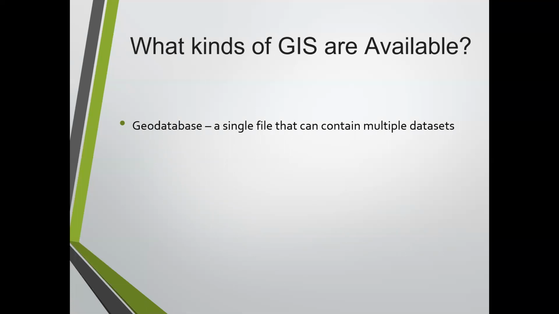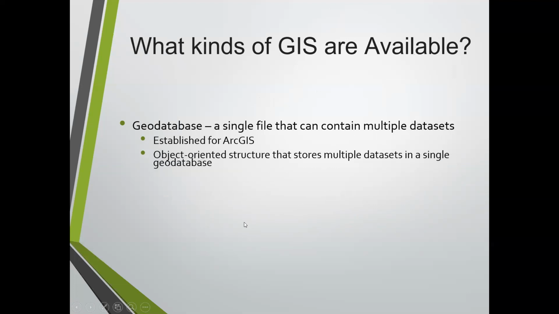So geodatabase, this is what ArcMap is using now. And it is a single file that contains multiple data sets. So this was established for the ArcGIS format. This is the current one that they use. And it's what they call an object-oriented structure. So instead of just having all these different folders, you basically save one project to what's called a geodatabase, and it stores basically everything within it.